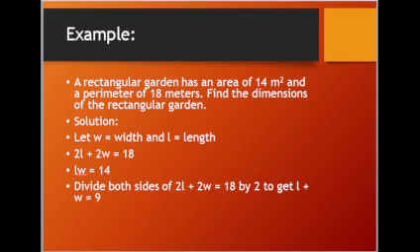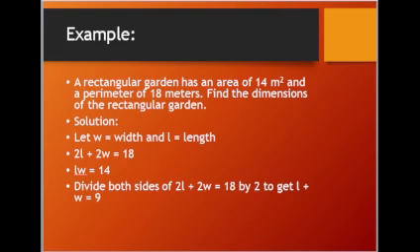Example: a rectangular garden has an area of 14 m squared and a perimeter of 18 meters. Find the dimensions of the rectangular garden. Dimensions means we have the length and the width. As we know, the formula for getting the perimeter of a rectangle is 2L plus 2W is equal to P. And to find the area, we have A is equal to L times W.